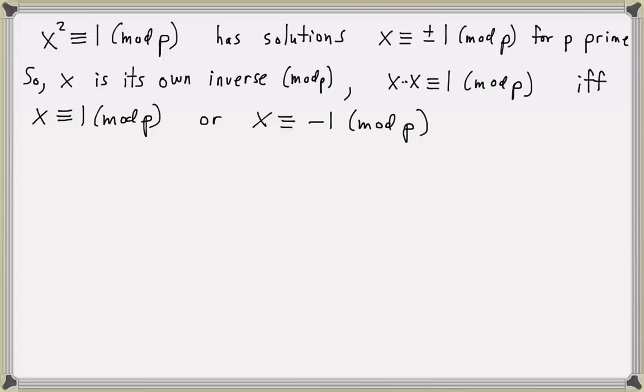So let's see Wilson's theorem. If p is prime, then p minus 1 factorial, which would be p minus 1 times p minus 2 times p minus 3 all the way down to 3 times 2 times 1, will be congruent to negative 1 mod p.